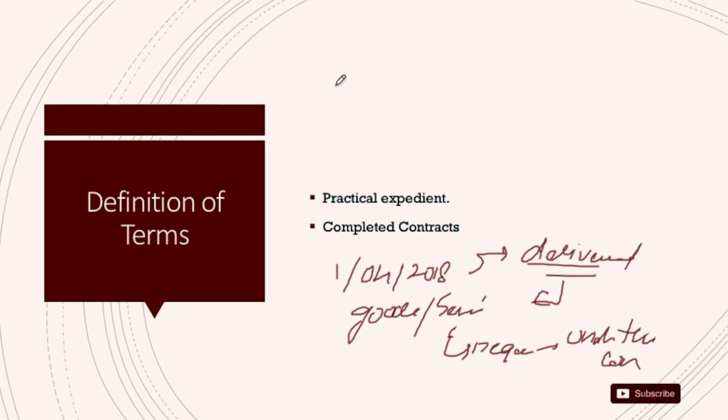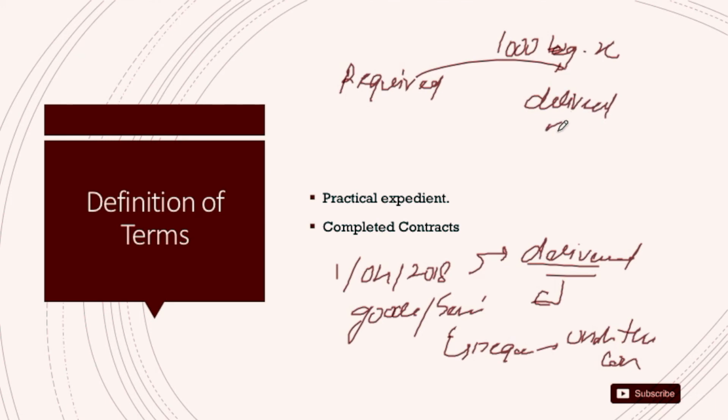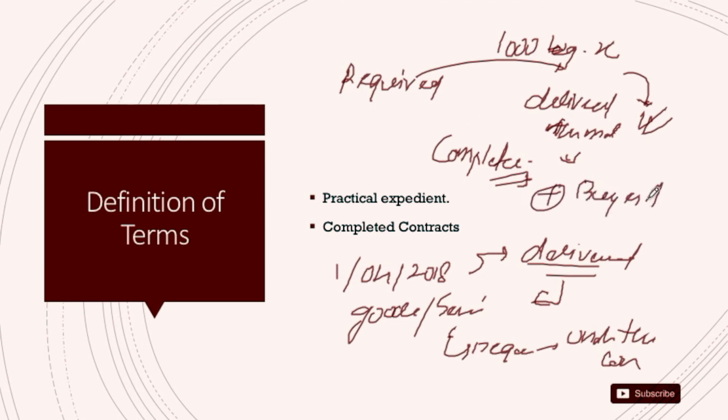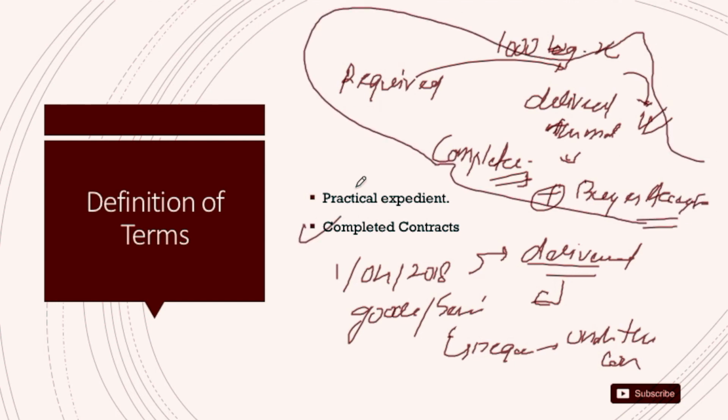Suppose an entity is required to deliver 1000 kgs of material X, and they have simply delivered the material, then we can say that the contract is complete. This is complete, subject to the buyer's acceptance. The buyer's acceptance should be there. If this is done, we can say that the contract is completed. So this is the main crux of IFRS 15, and we will drill down into each of the approaches in detail in subsequent videos.